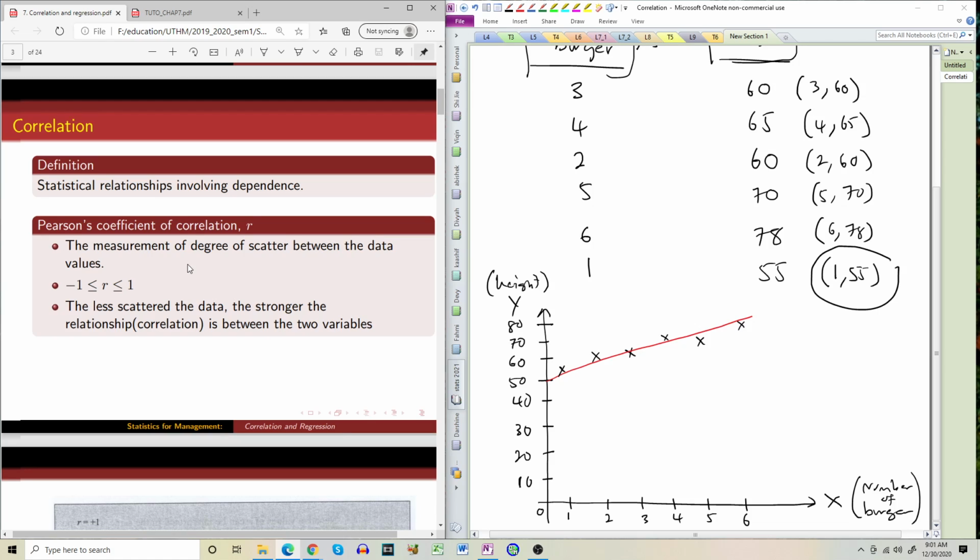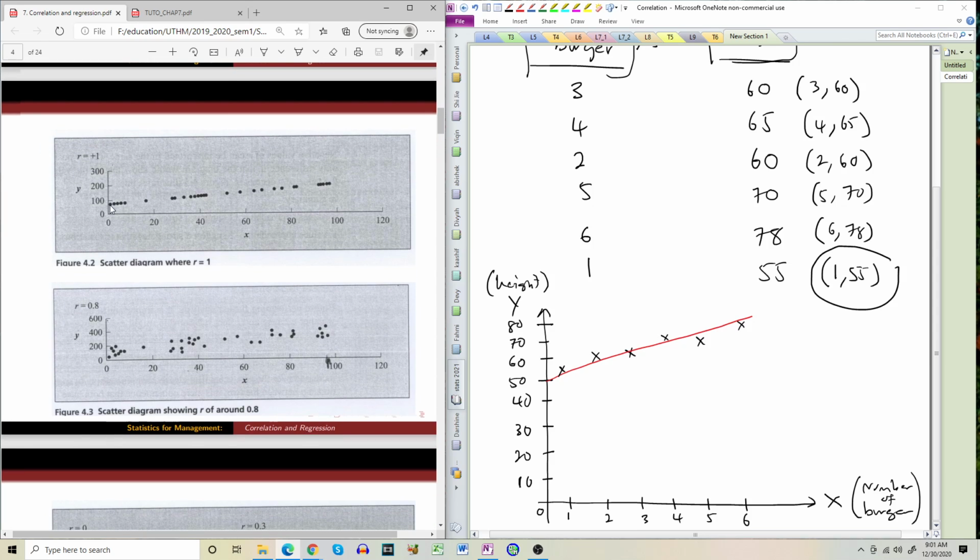how scattered is that between two variables? The coefficient which we're going to find is always between -1 and 1. You can see here, if all the points fall in a straight line, then the R, the coefficient which you're going to compute, is 1, exactly 1.